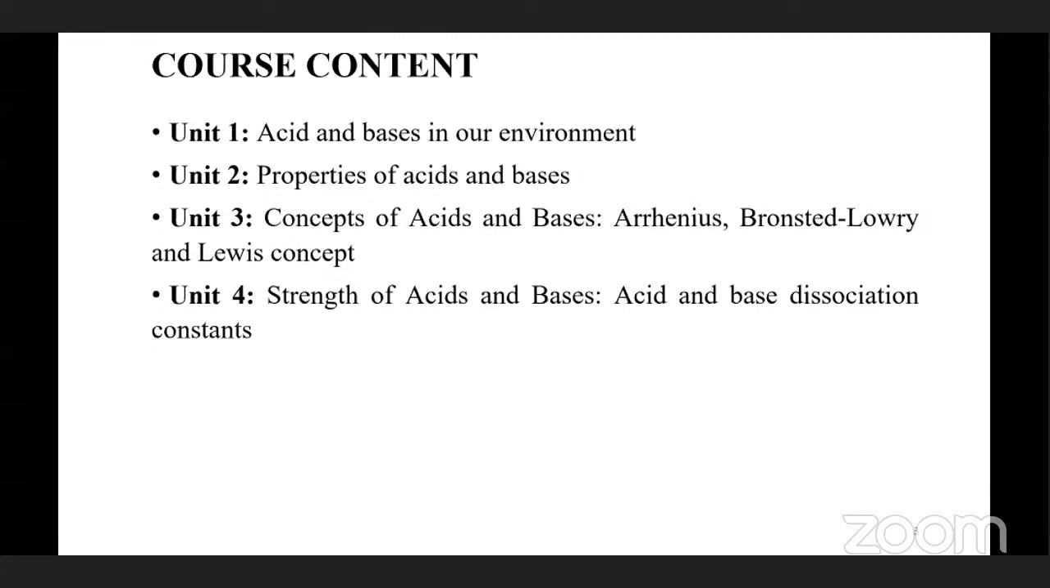Unit three is about the concepts of acid and base. How can we define an acid? How can we define a base? We're going to be looking at how Arrhenius defined acids and bases, how Brønsted-Lowry defined them, and how Lewis defined acids and bases. What is the difference between how Arrhenius defined an acid and a base, and how Brønsted-Lowry and Lewis defined the same concept?